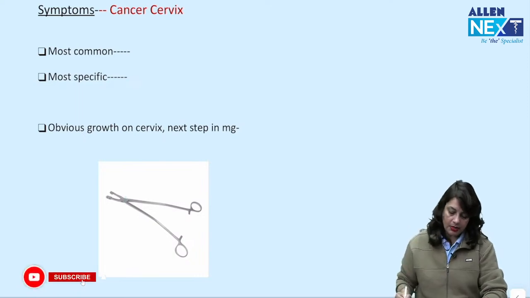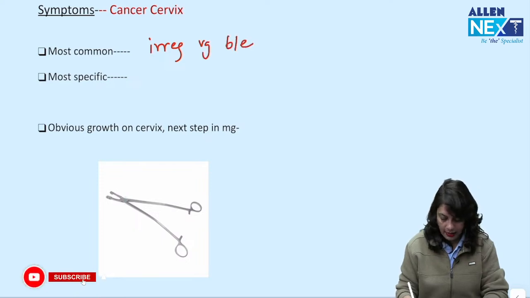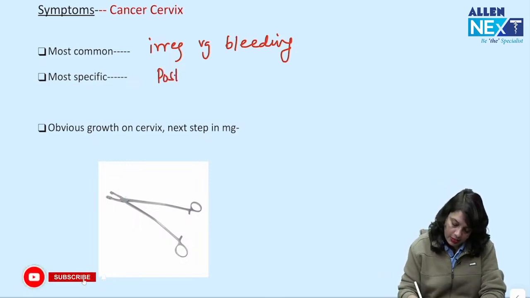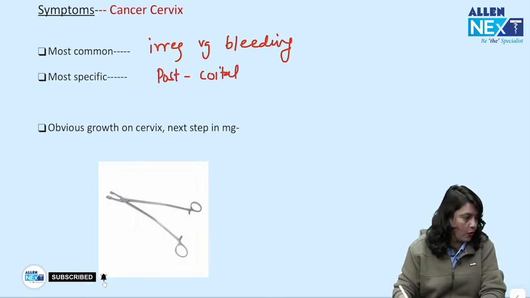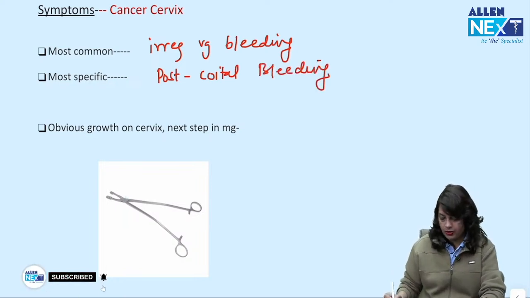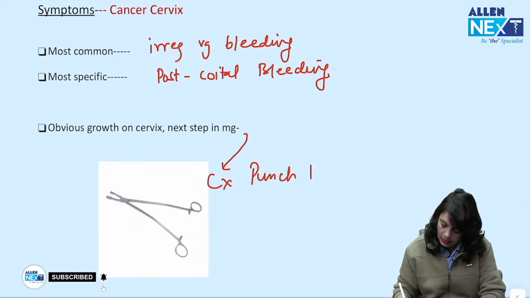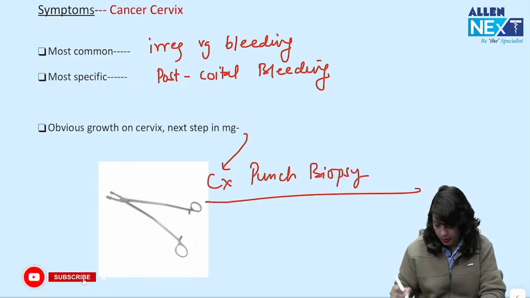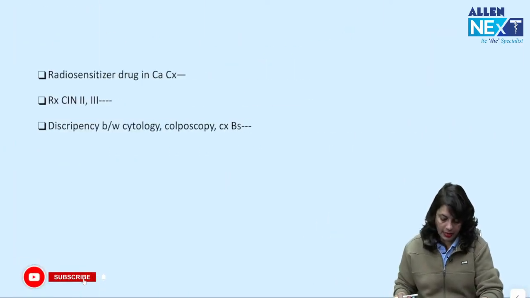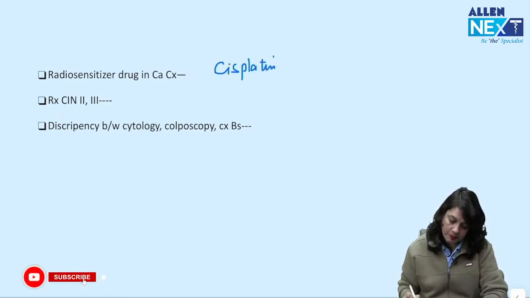Next, symptoms of cancer cervix. Most common symptom is any irregular vaginal bleeding. You should always rule out cancer cervix. Most specific is post-coital bleeding. Obvious growth on cervix, next step in management is cervical punch biopsy. Next, radiosensitizer drug in cancer cervix is cisplatin.